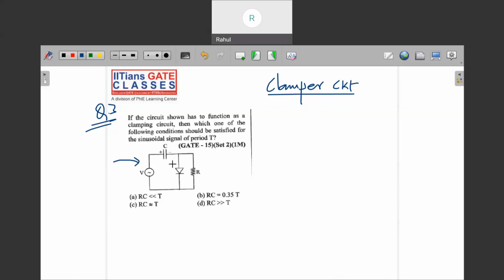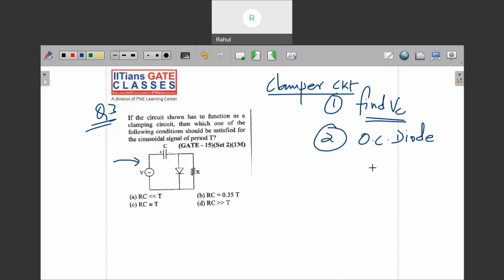I have told you a two-step process to solve any clamper circuit problem, right? The first step is to find Vc, the voltage across the capacitor. The second is to open circuit the diode and find Vout. And the third very important condition which I told during the class is important, right?